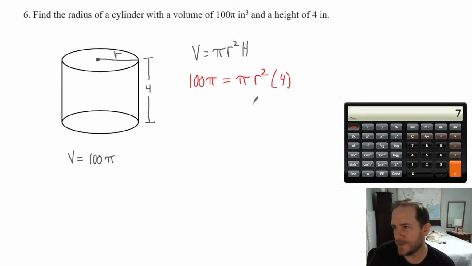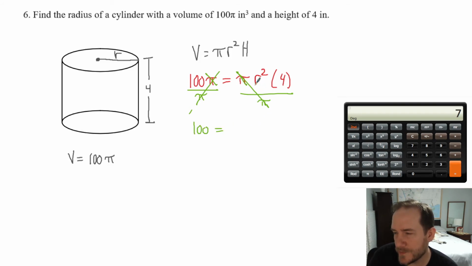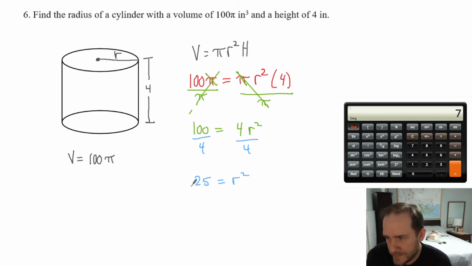So okay, time to solve using algebra. The first thing I'll do is divide everything through by pi. So if I divide by pi, they cancel. You're now looking at plain old 100 equals r squared times 4, which is 4r squared, right? So now, to get r alone, you've got to divide by 4. And you now have 25 equals r squared.